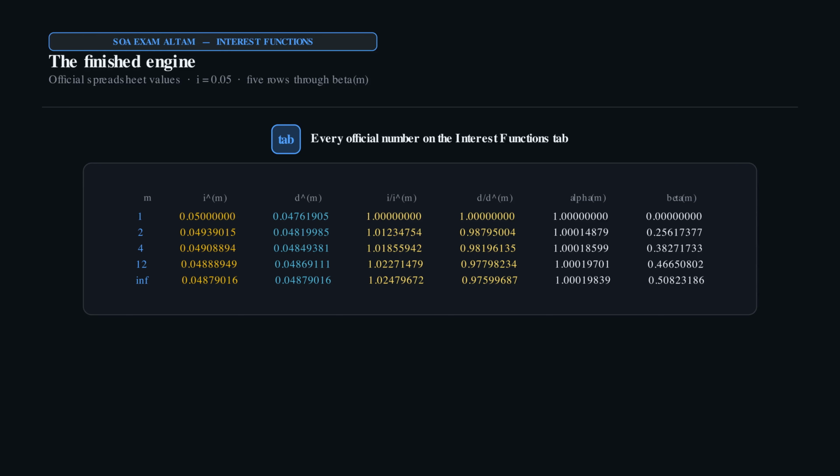Here is the finished engine, every official cached value from the interest function sheet. Read across a row: i upper M, d upper M, the two ratios, alpha of M and beta of M. Read down a column and you see the pattern. i upper M falls from 0.05 towards 0.04879016. d upper M rises from 0.04761905 toward the same delta. Alpha stays glued just above 1. Beta climbs from 0 to 0.50823186.